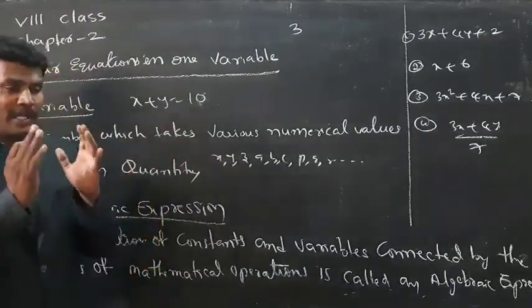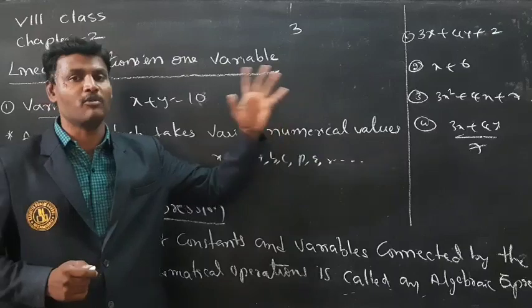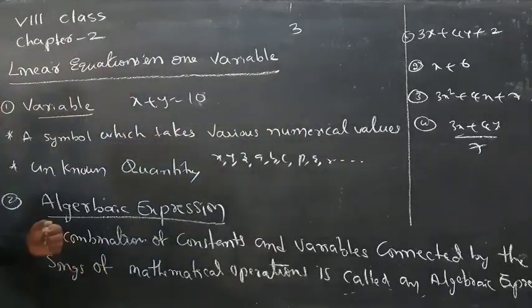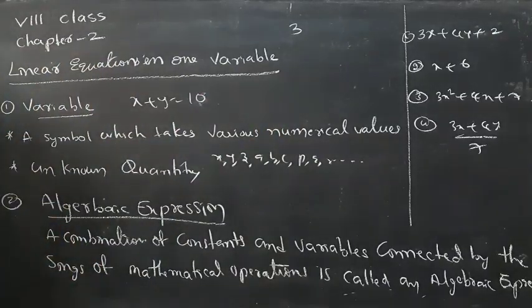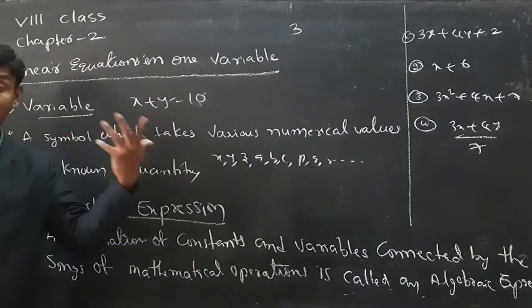Generally, to express variables, we use alphabets x, y, z, a, b, c, p, q, etc. After that, I am going to algebraic expressions. What is the meaning of algebraic expressions? It contains constant terms and variables with mathematical operations.